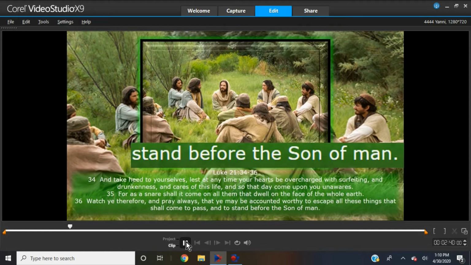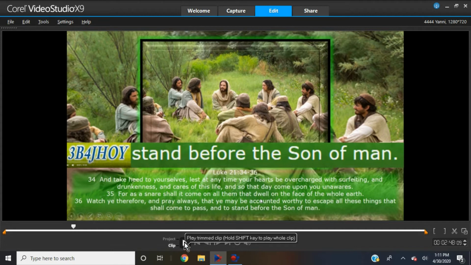And then I had your name, 3 Before Joy, in my mind, and it started coming together like this: 3 Before Joy, stand before the Son of Man. This isn't a good example. The first example I showed you with the dark room, with the coming down and everything, showed much better what was going on. But anyways, we'll continue.